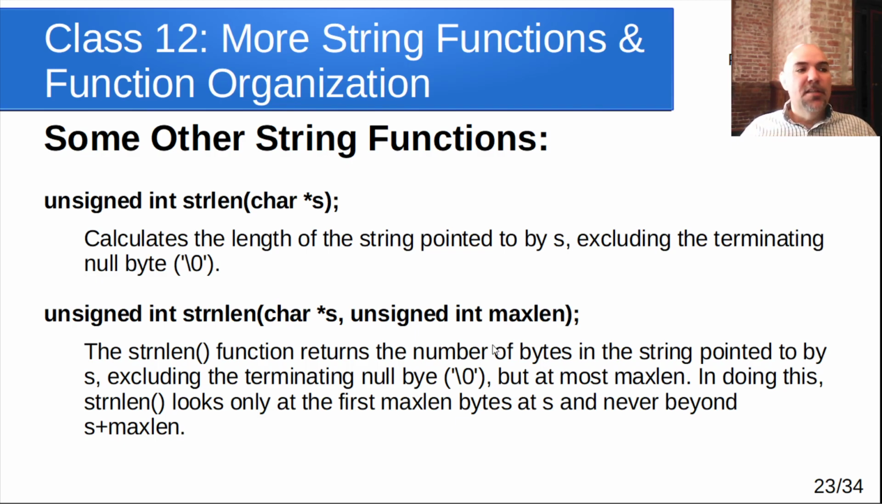We can say, tell me how long this is, up to this amount of size that I have allocated. And if it exceeds that, then we will never get a number out of this that goes past that amount. So notice it says it looks at the first max length bytes at S and never beyond S plus max length. And S is the pointer to that string. It'll never go past that address when looking at it.